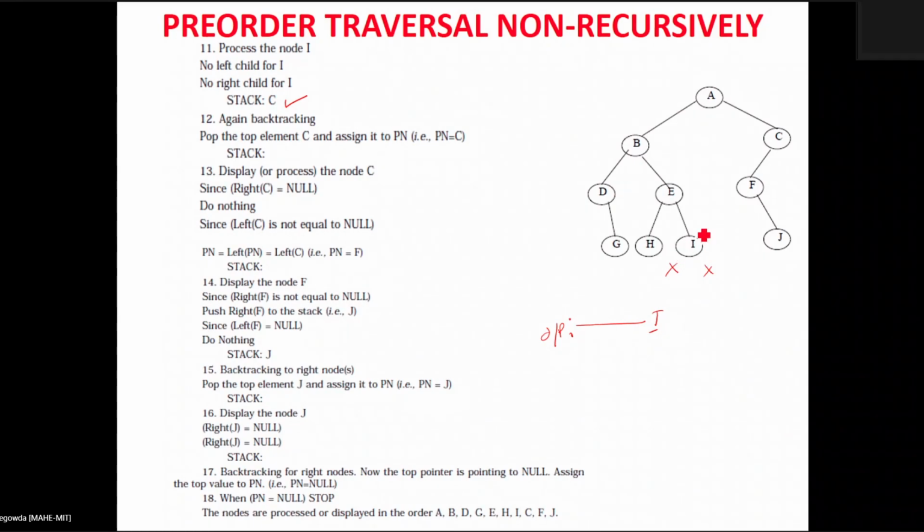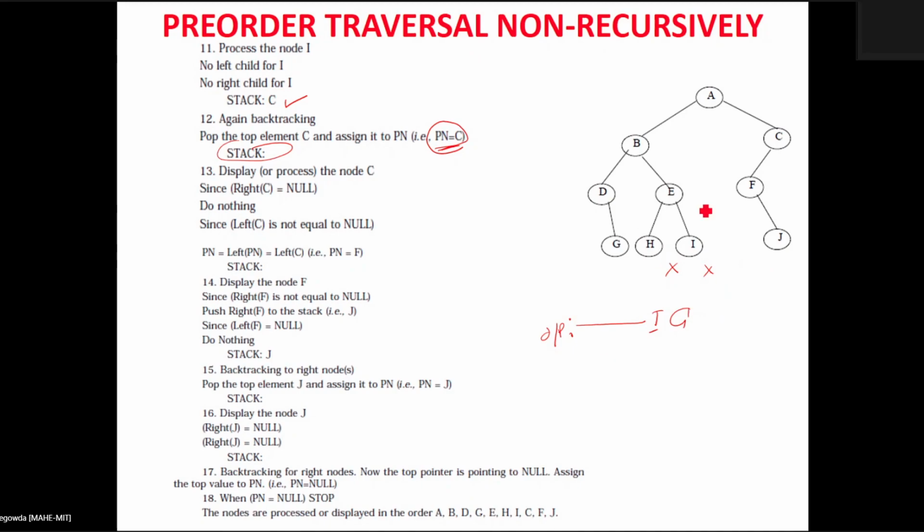When I pop out the stack, the C is popped out and it is assigned to the pointer present node, that is nothing but the Pn. So now my stack becomes empty. After that, I have to process that node. So the node C is displayed over there.